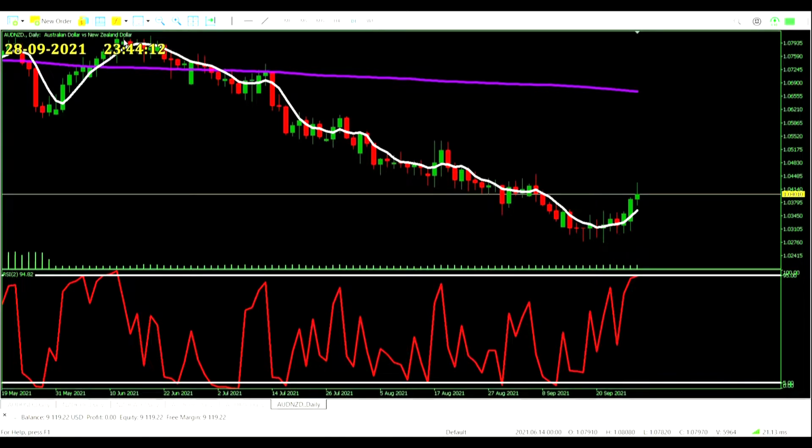Aussie dollar, New Zealand dollar as well, very close to a signal here. RSI up at 94.82. If we could see it just creep above that 95, we would be in with a sell trade because price is far below that 200 moving average there. See if it comes tomorrow.